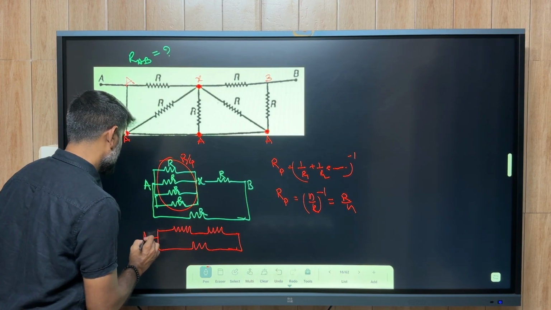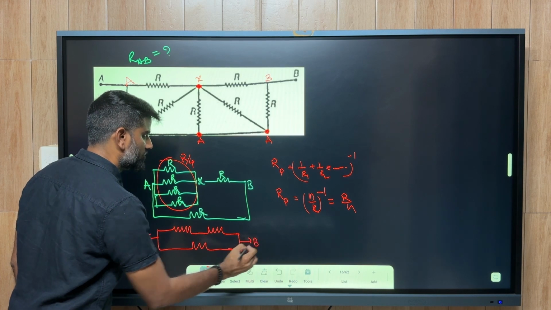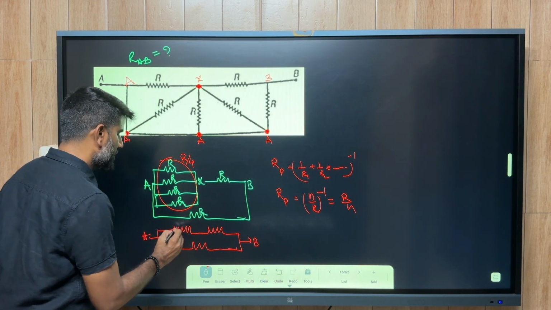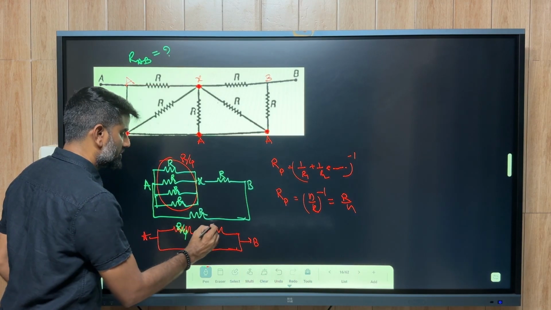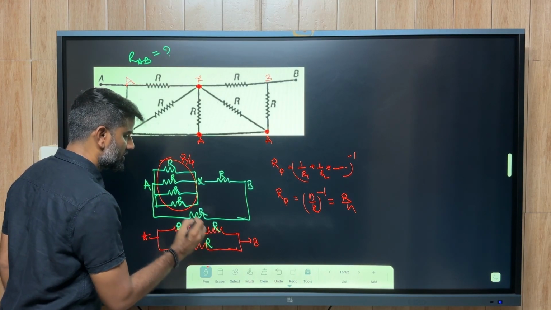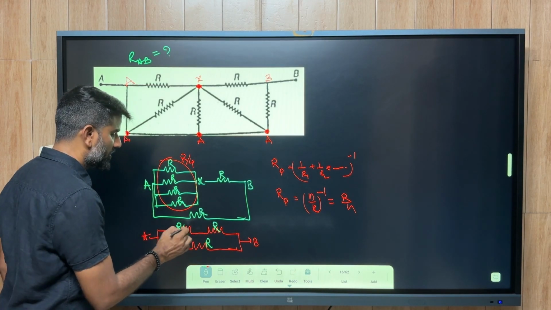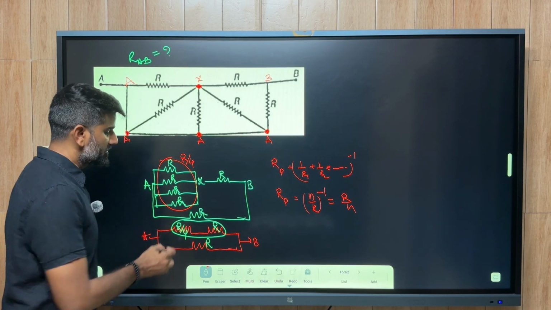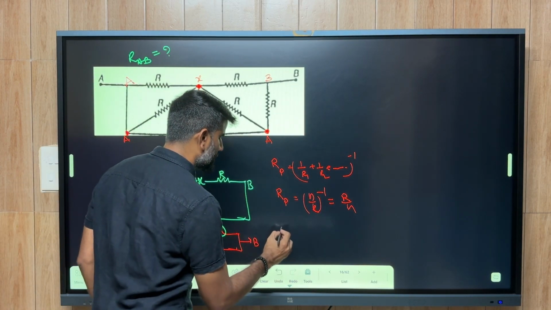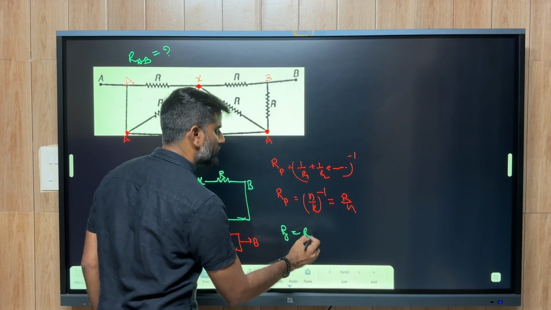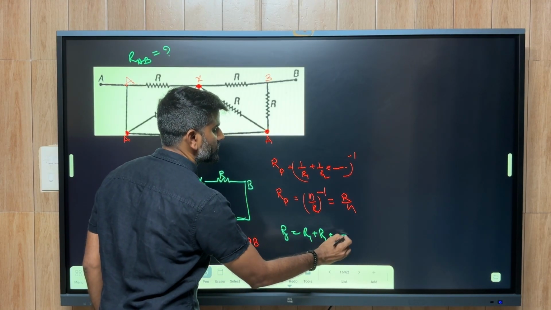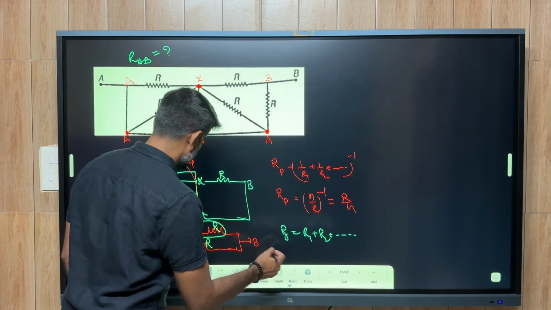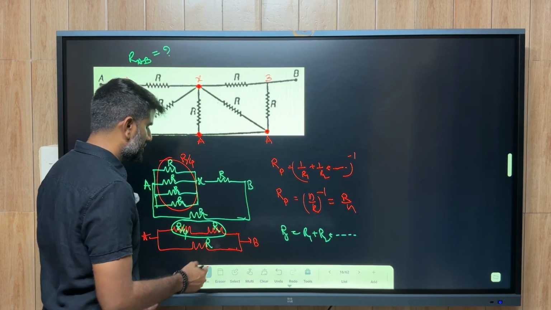Okay, this is A and this is B, right? Now what will be this resistance? It is R by 4 and this is R, this is again R. Now this R by 4 and R are connected in series, as you can see. In a series combination, we take the sum of all the resistances. As we have different resistors here, what is this equivalent combination?